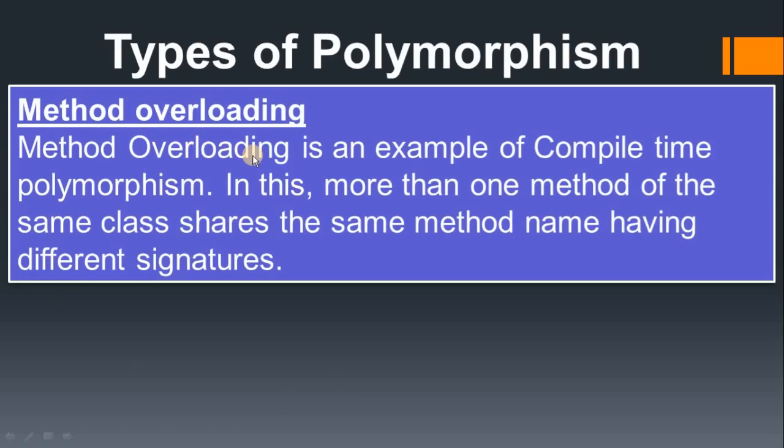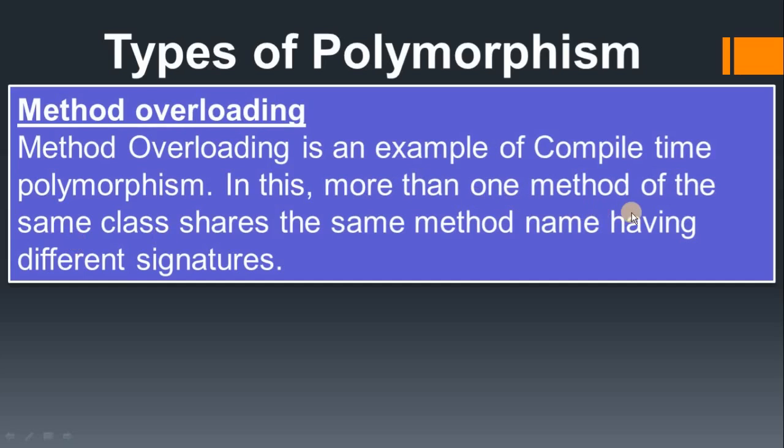Here we have method overloading, and it's an example of compile time polymorphism. Suppose you have already seen C++ or Java, you can easily understand. Method overloading is compile time polymorphism, meaning that methods are checked by the compiler before running the program, that is, at the time of compilation.